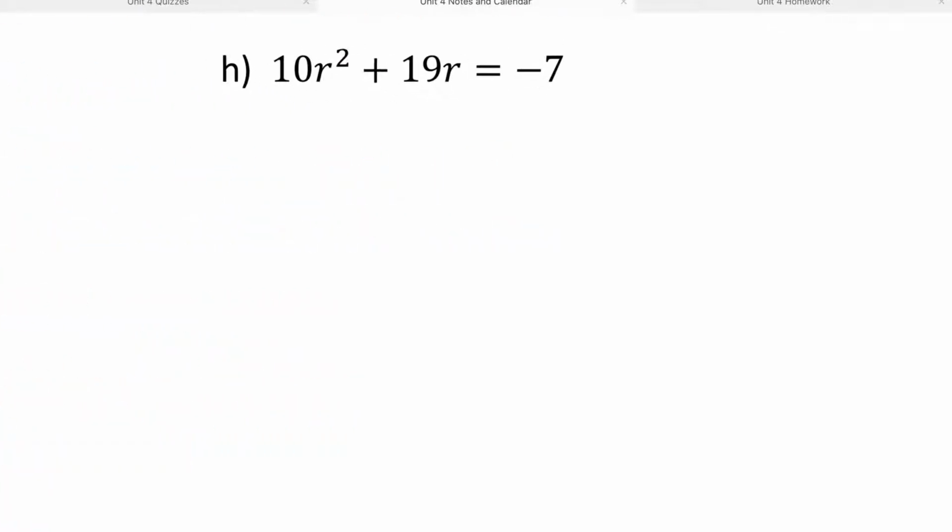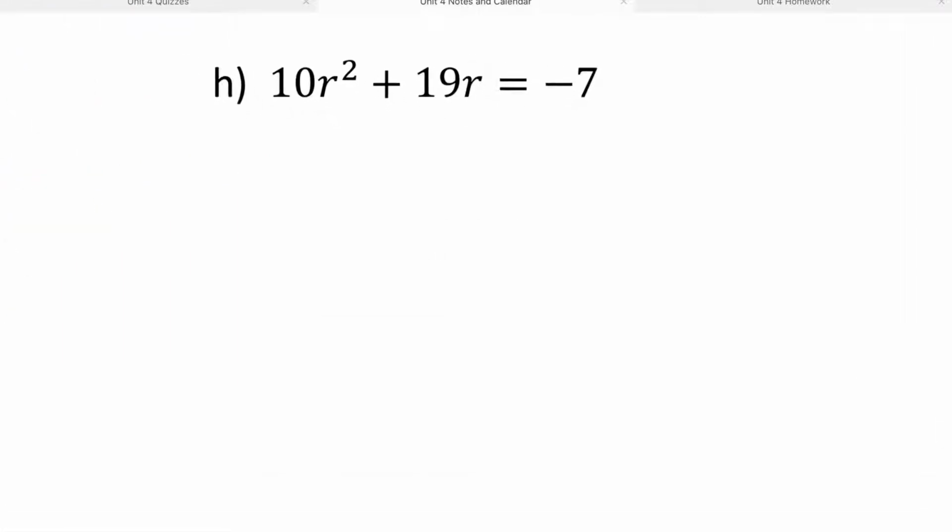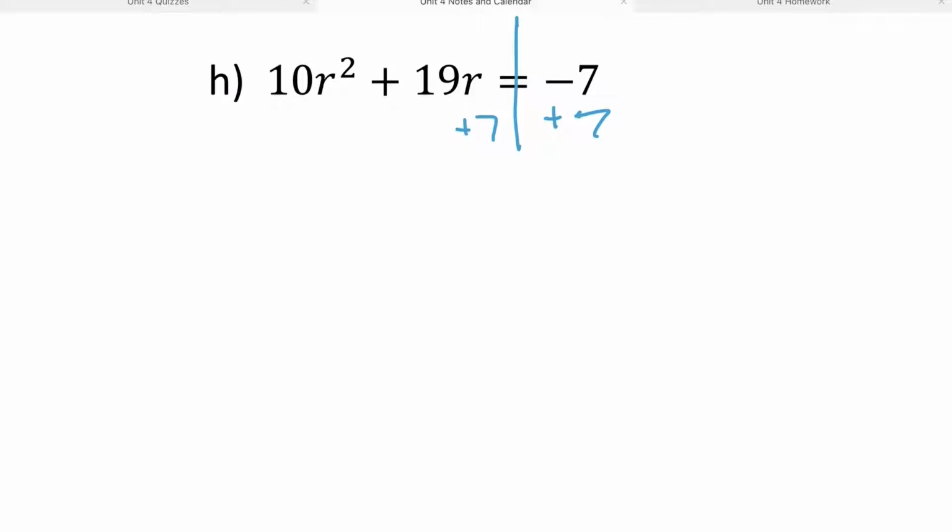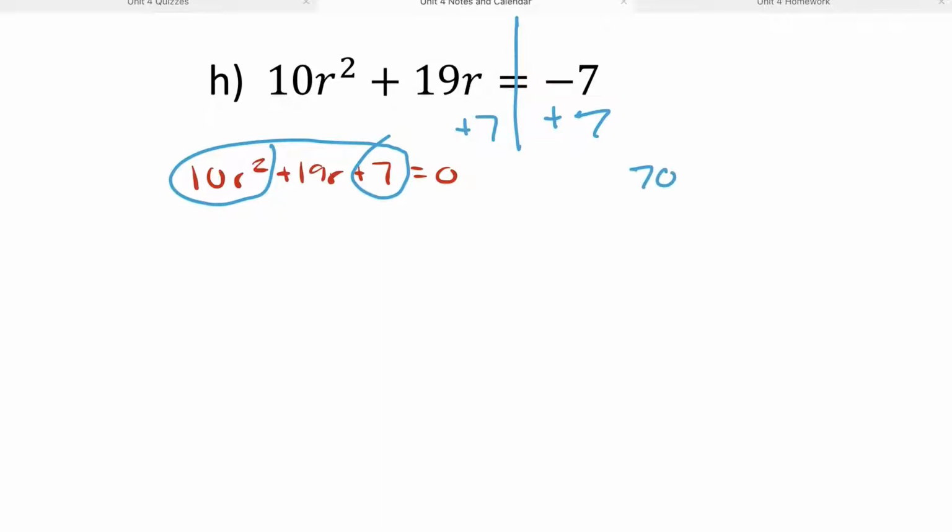And then h, I think this is the last one. Yep, last one. Okay, so again, standard form, we need to take care of that. Okay, and that would give us 10r squared plus 19r plus 7 equals 0. We can't take out a GCF, so we will just go straight into our classes. That would give us 70r squared. They need to add up to give us 19r.